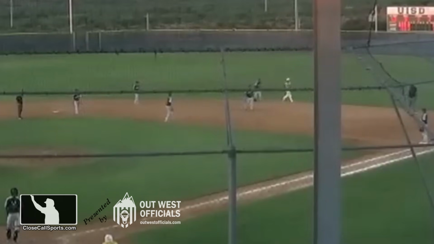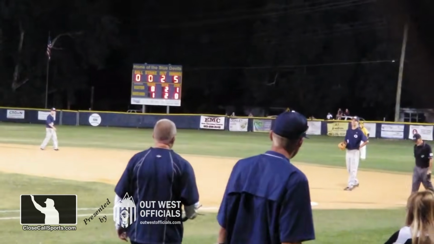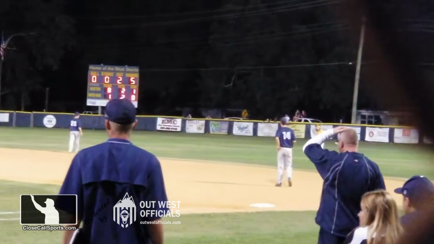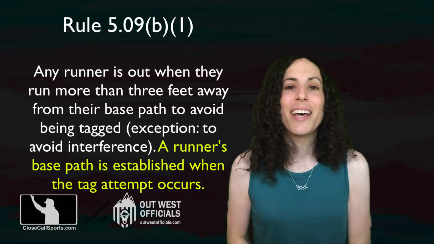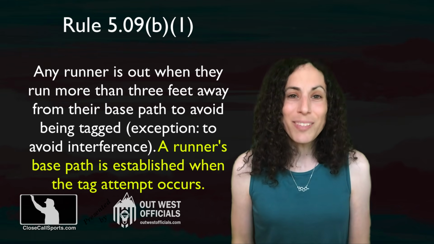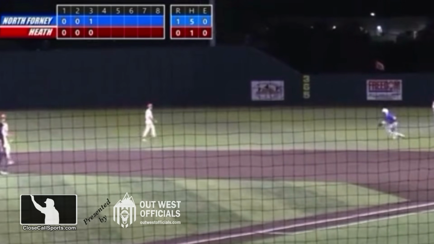But you have to keep a straight line. So as long as the defensive team doesn't try to tag this runner who's out in right field, there's nothing to call here, because that runner establishes their own base path, which doesn't actually get established until a tag attempt occurs. And if there's no tag attempt, then there's no base path to call the runner for being out of.